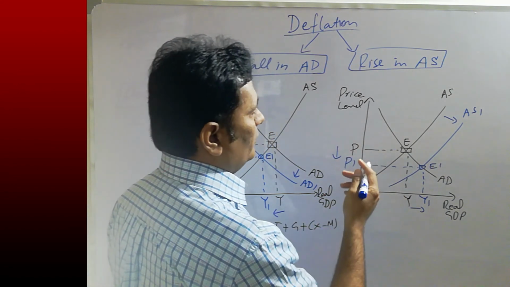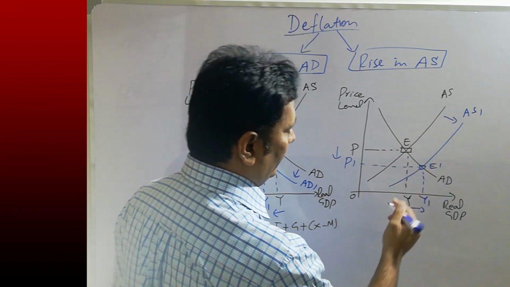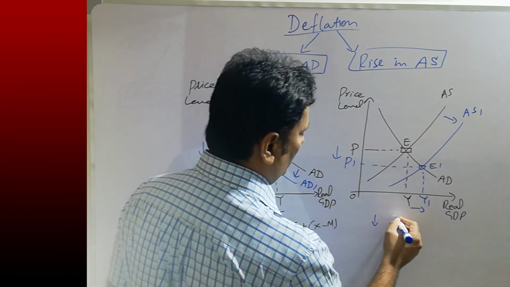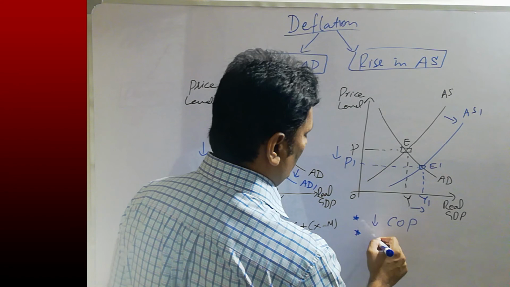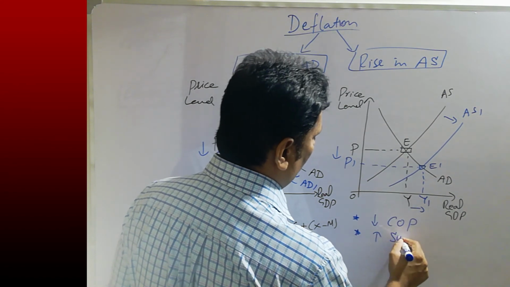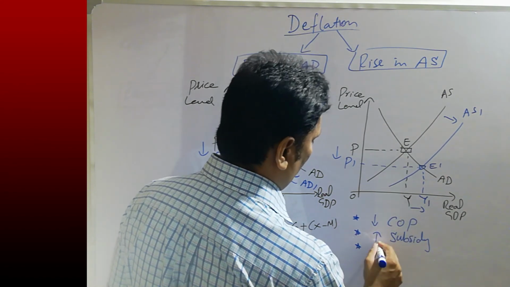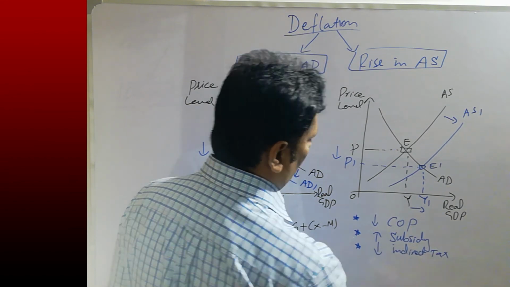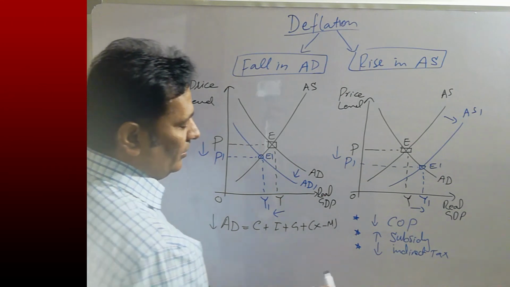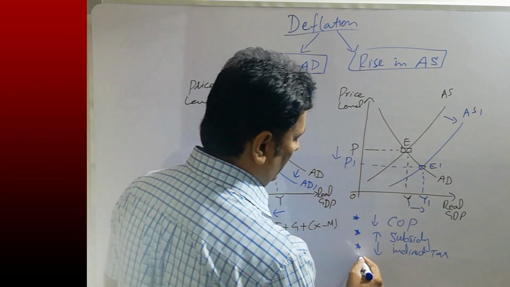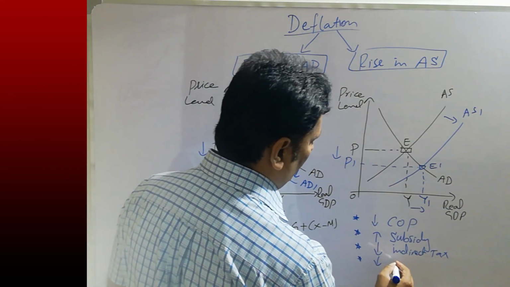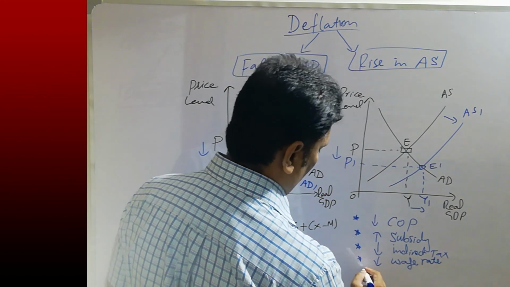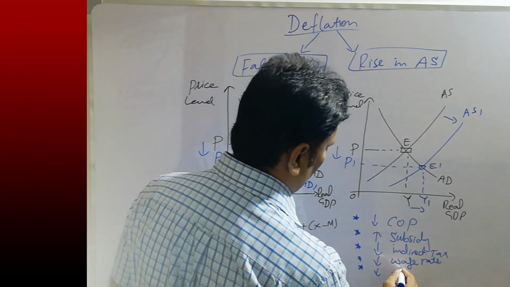The different causes of rise in aggregate supply include fall in cost of production. There may be greater subsidy provided by the government, or there may be fall in indirect tax. If government reduces indirect tax, then cost will fall. And there might be fall in wage rate, fall in cost of raw material, and fall in interest rate.